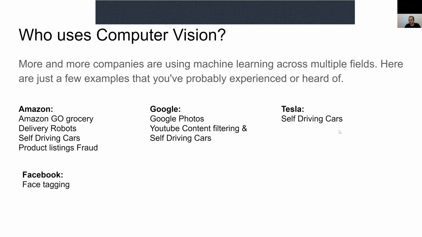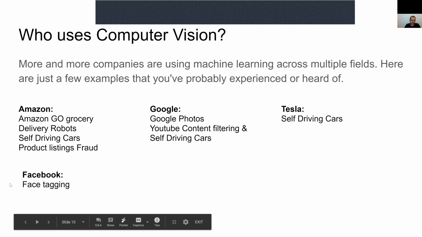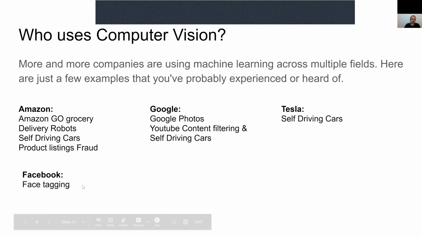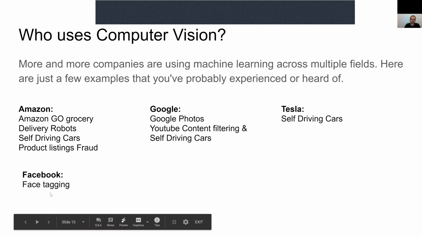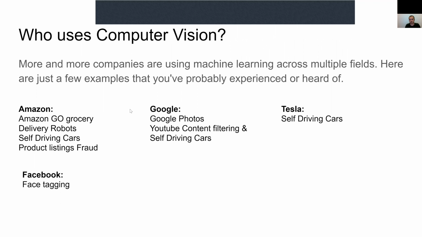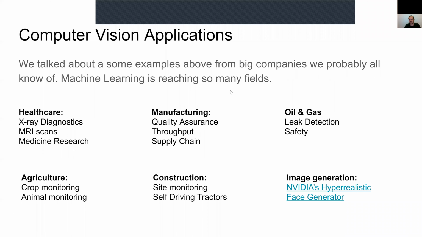Self-driving cars, Tesla, self-driving cars, Facebook, face tagging. You probably uploaded an image and it says, hey, is this you in this image or your friend? And I'm sure they use it in a whole bunch of other areas as well to look at data. Those are just the big company use cases you might have heard of.